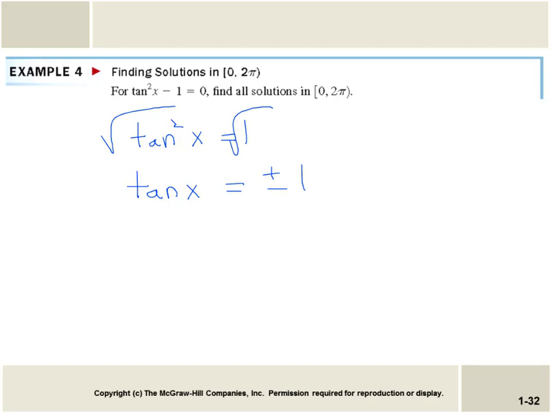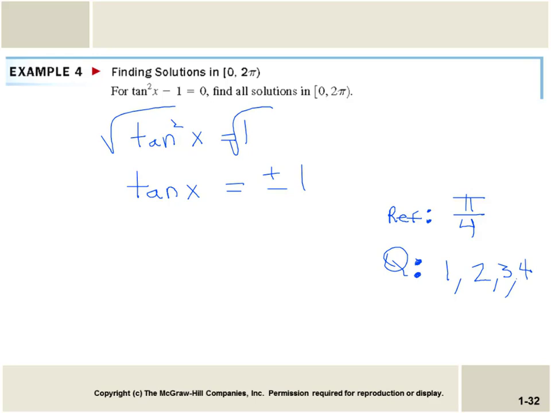Okay, good. So what's my reference angle? Where is the tangent equal to 1? Pi over 4. Perfect. And then what quadrant is the tangent of x equal to plus or minus 1? All of them. Exactly. 1, 2, 3, and 4. Perfect. In quadrant 1 and quadrant 3, it's positive, and in quadrant 2 and quadrant 4, it's negative.